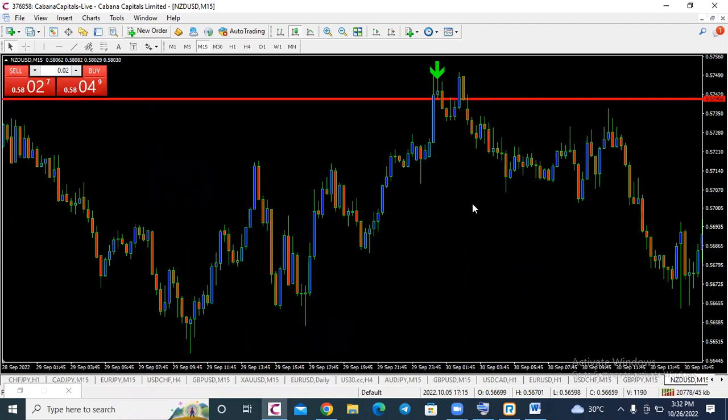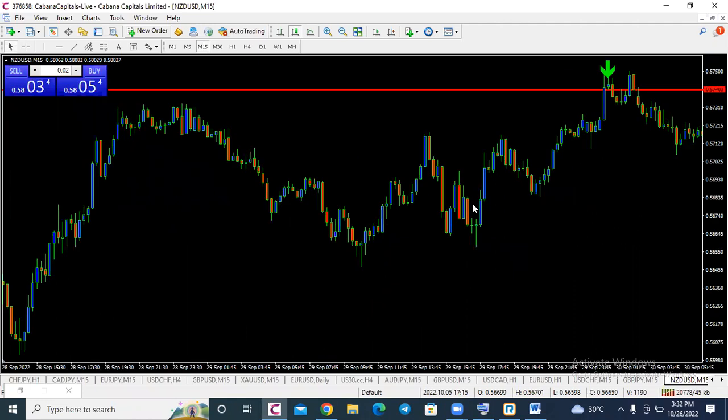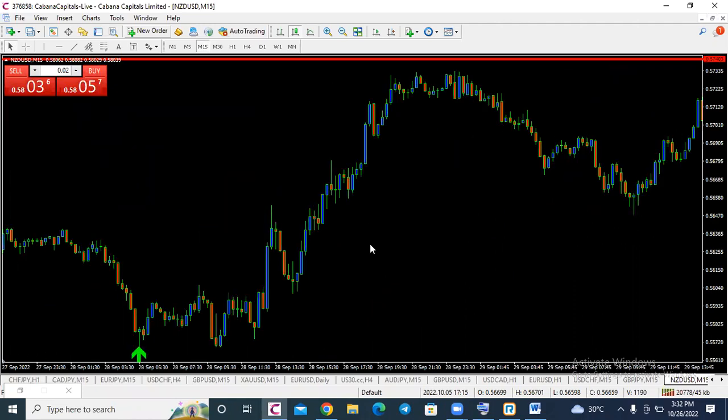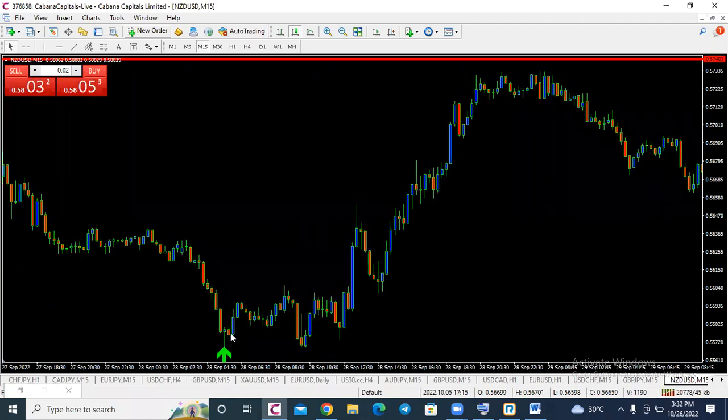Let me show you another example on the chart. Okay, yeah, we have another valid buy signal here. You can see. So after the close of this candle, you execute a buy trade.